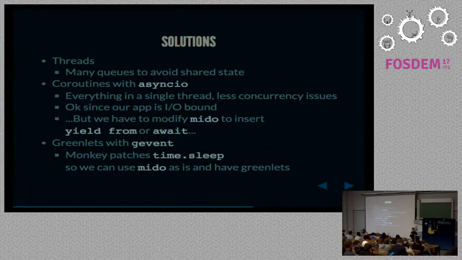As for solutions, there are many. I could have used threads, so I would have had many queues to avoid shared state. A simple solution is to use coroutines with asyncio, for example. Everything is in a single thread there, so we have fewer concurrency issues. And it's quite okay because our app is I/O bound. It doesn't use a lot of CPU. It mainly waits for inputs and sends outputs.